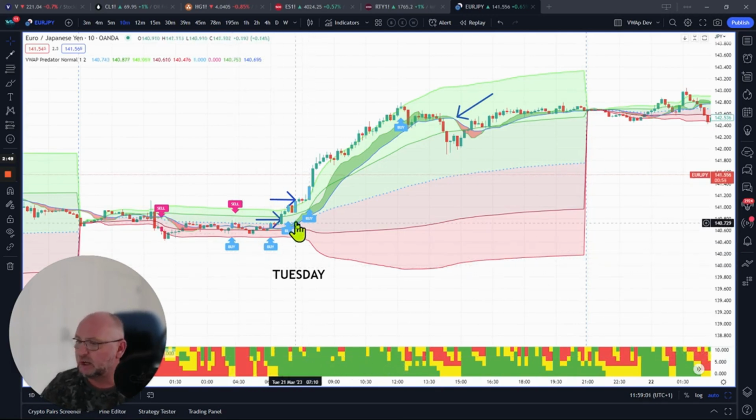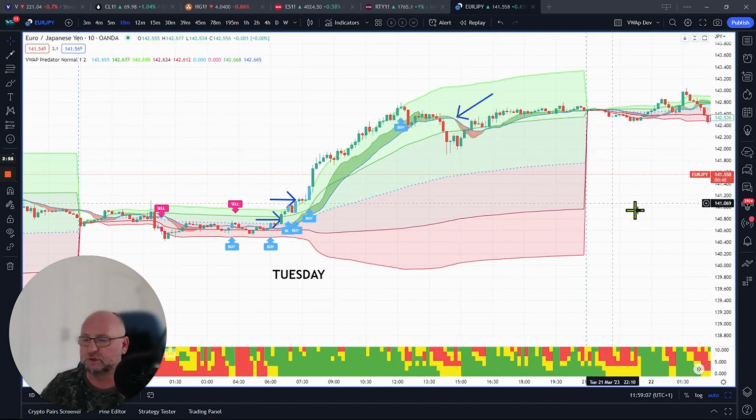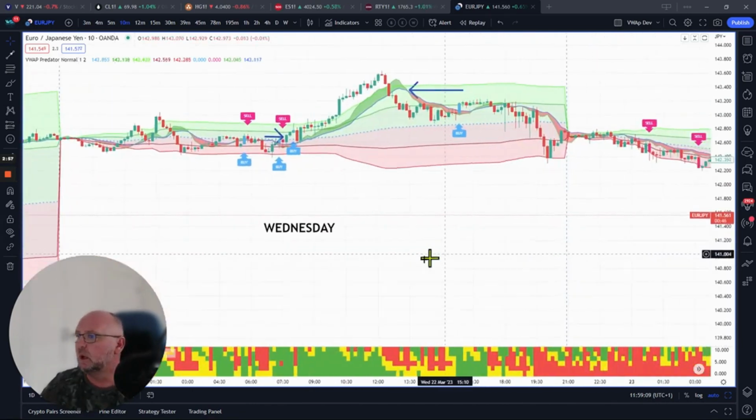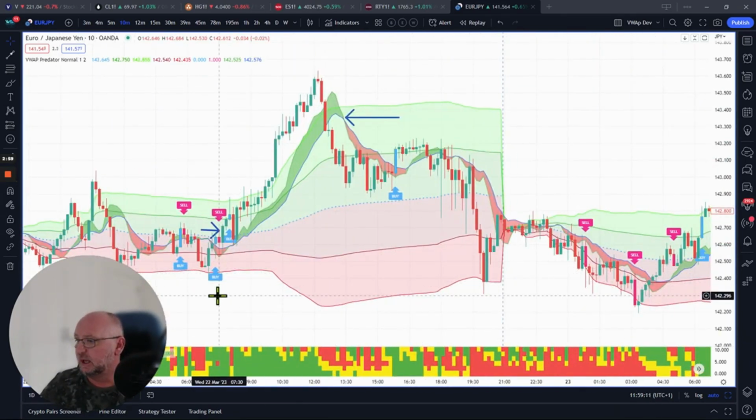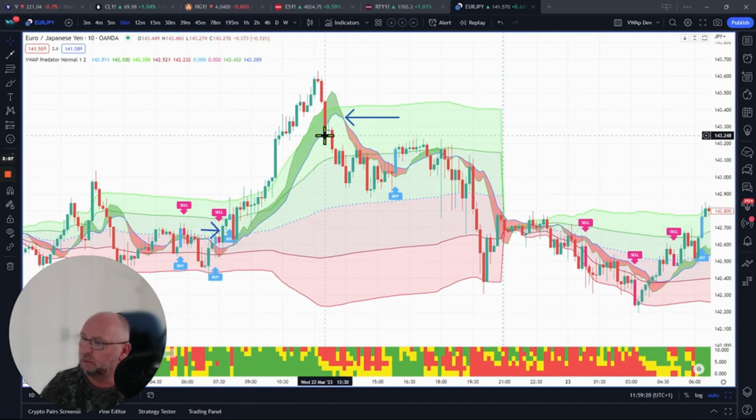So great trade up into there, into the afternoon. Ribbon turns green, take out. 1 trade. That's all there is on Tuesday. On a Wednesday, 1 trade. Again, around about 7:30 in the morning, we get a buy signal at this point here. We go long all the way up to this point.